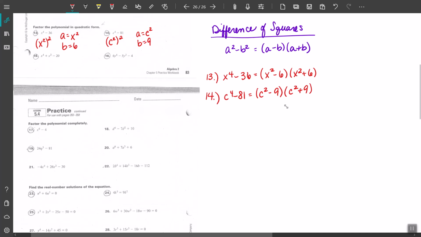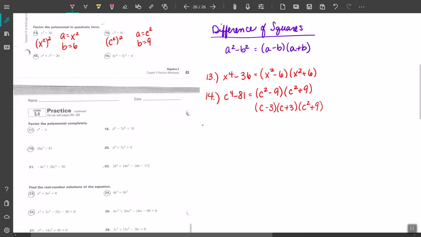Now, we're not actually done yet, because this binomial right here, the c squared minus 9, is actually another difference of squares. So c squared is a perfect square. We have a subtraction sign, and then 9 is a perfect square. So our a value is c, our b value is 3. So if we continue on with factoring this, we'd end up with c minus 3 times c plus 3. This we can't do anything with. This is not a difference of squares because there's an addition sign here. So we just rewrite it. That addition sign changes everything. We can only keep factoring because that is a minus sign there.